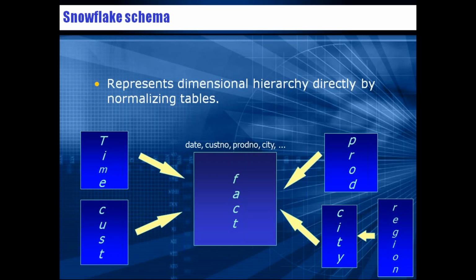So if we have such a requirement of roll-ups, and most probably all businesses would have roll-ups, in such a case we may divide our dimension into smaller tables to do the roll-ups. These are called snowflake schemas.